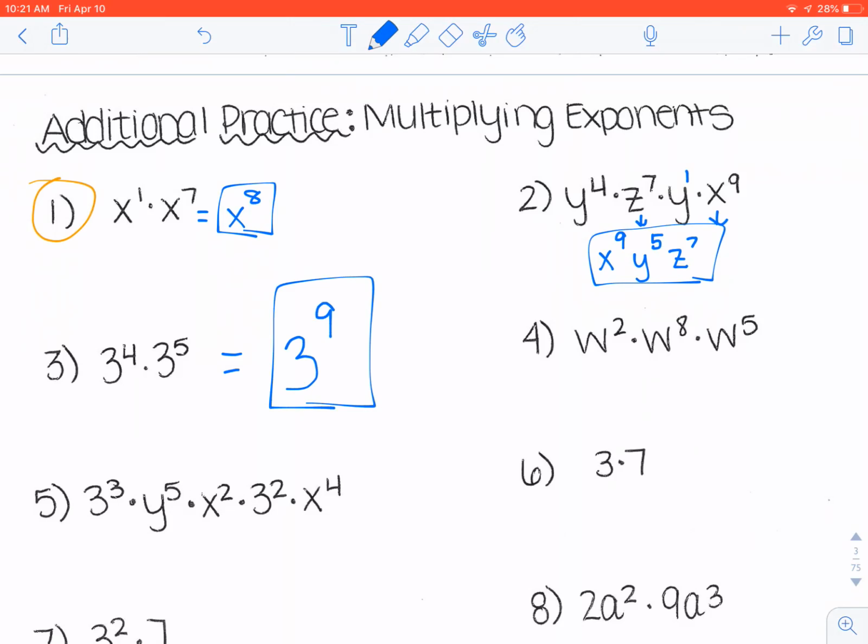Okay, number 4, you have w to the 2nd, w to the 8th, w to the 5th. Rewrite your base, add your exponents. You got w to the 15th.